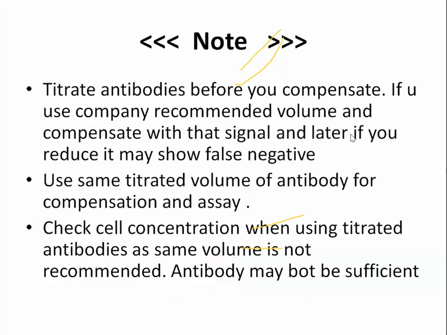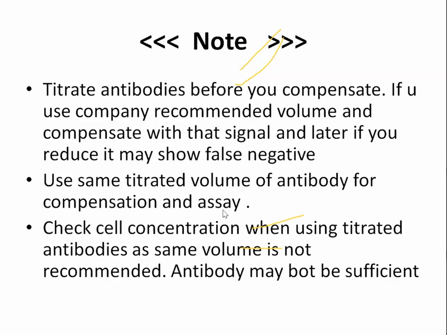So the final note is that you titrate the antibodies, which I'll discuss in the next class. I discussed this during stain index in the third class. So titrate antibodies before you compensate. If you use the company recommended volume and compensate with that signal, and later you reduce it, it may show false negative. So titration is very important. Every small aspect has to be perfectly followed for good data. Use the same titrated volume of antibody for compensation and assay.